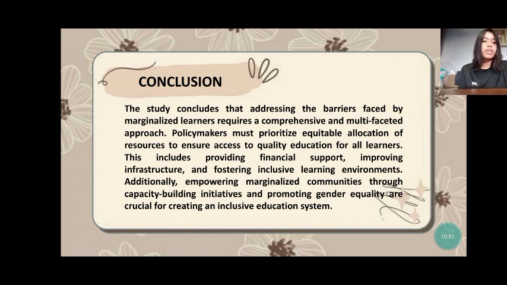Next is a conclusion. The study concludes that addressing the barriers faced by marginalized learners requires a comprehensive and multifaceted approach. Policymakers must prioritize equitable allocation of resources to ensure access to quality education for all learners. This includes providing financial support, improving infrastructure, and fostering inclusive learning environments. Additionally, empowering marginalized communities through capacity building initiatives and promoting gender equality are crucial for creating an inclusive education system.